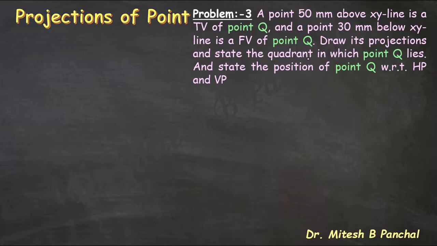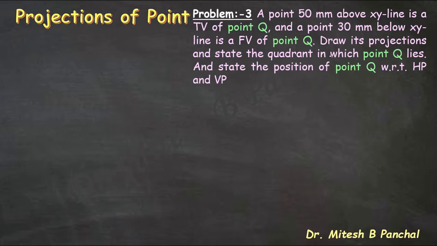So here, if you consider this first line, there is a point Q, and the top view of point Q is 50 mm above the xy line, and the front view of point Q is 30 mm below the xy line. So here the top view is above the xy line and the front view is below the xy line. So we know that when the top view is above the xy line and the front view is below the xy line, that means point Q is in the third quadrant. Now continue with the problem statement.